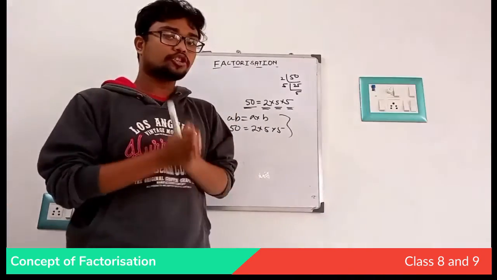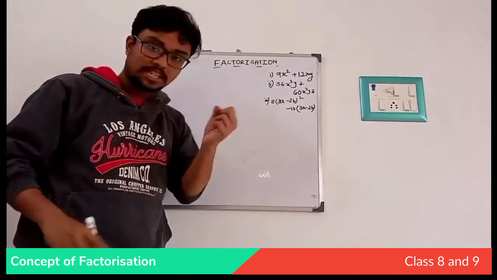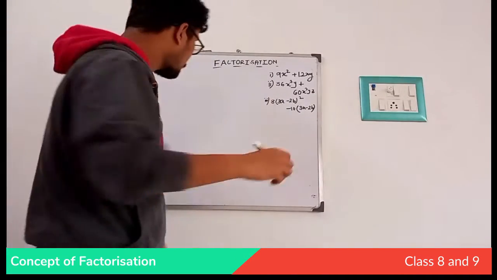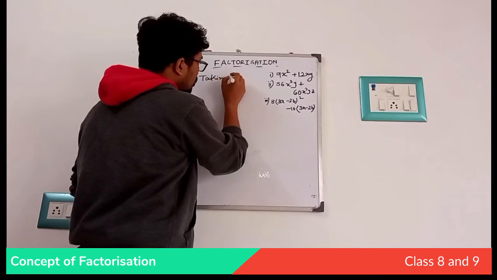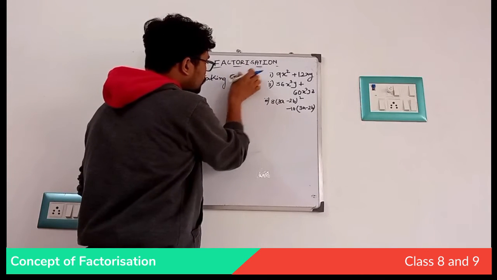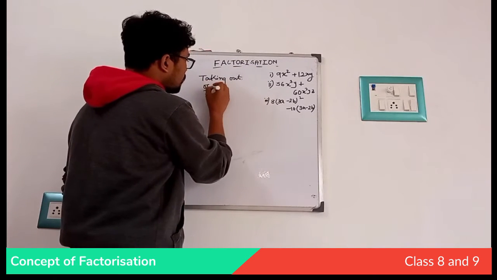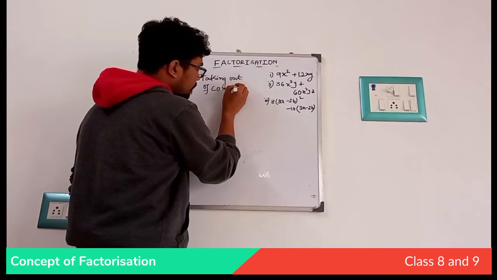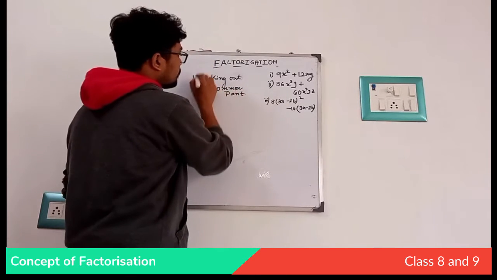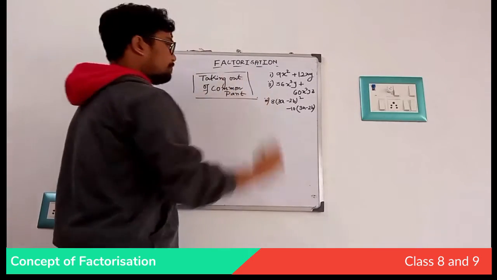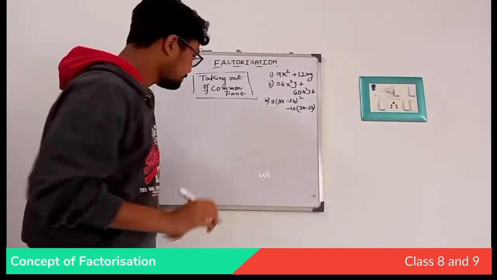After that, I will show you what the processes of factorization are. The first process of factorization is taking out the common part. What does it mean? Taking out the common part. I will show an example and prove that.